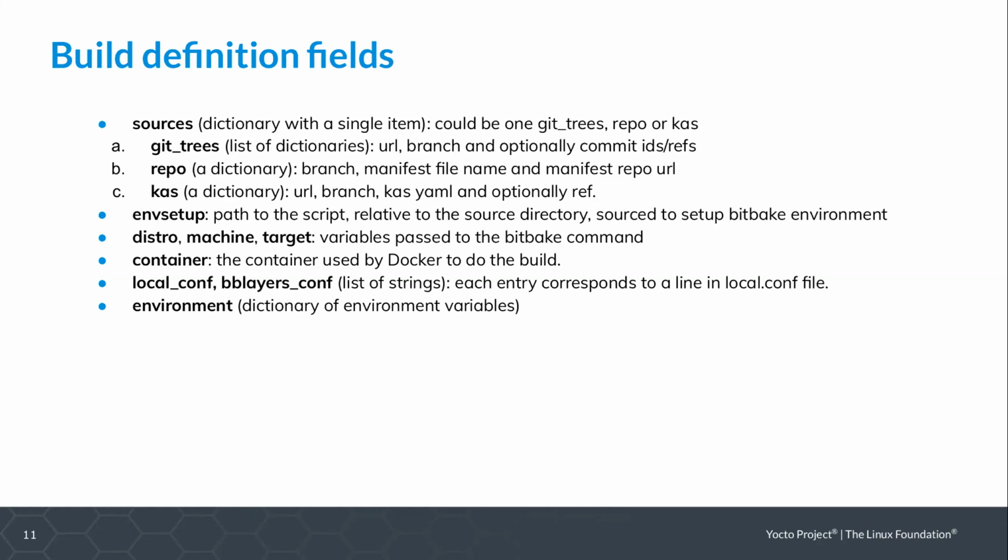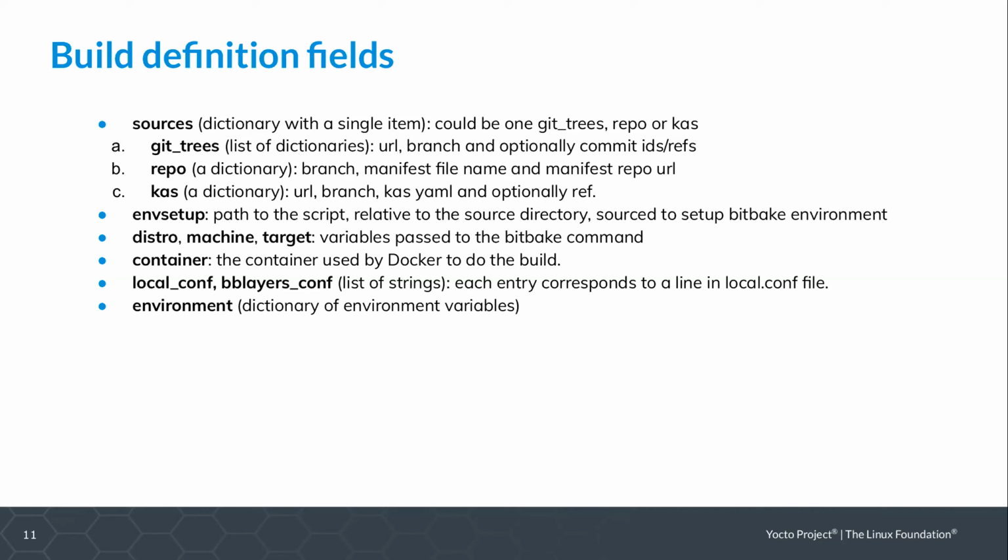And you can specify the layers which are supposed to be used. Or, if your sources are maintained using the Android repo tool, you can specify repo as the sources and specify the branch, manifest file name, and manifest repo URL. And then TuxBake will fetch the code for you and use it. The third option is you can specify CAS as sources and specify the layers URL, branch, and the CAS YAML file, which has to be used by CAS to do the build.